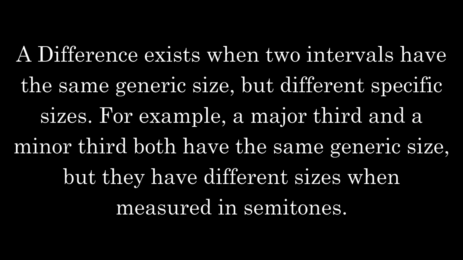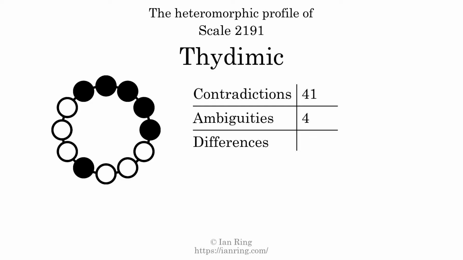A difference exists when 2 intervals have the same generic size, but different specific sizes. For example, a major third and a minor third both have the same generic size, but they have different sizes when measured in semitones. The number of differences in this scale is 50.